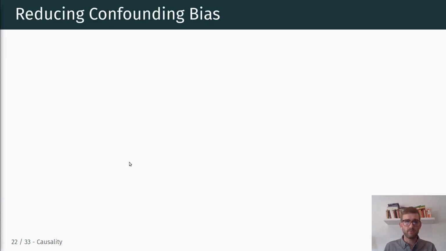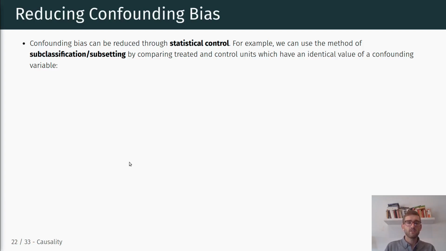So in the context of observational studies, how can we reduce confounding bias? In general, confounding bias in observational studies can be reduced through statistical control. Throughout the semester and also the next semester, we'll talk about different ways of achieving statistical control. But for now, the way we think about this is by using the method of subclassification or subsetting, right? So by comparing treated and control units which have an identical value for a potential confounding variable.